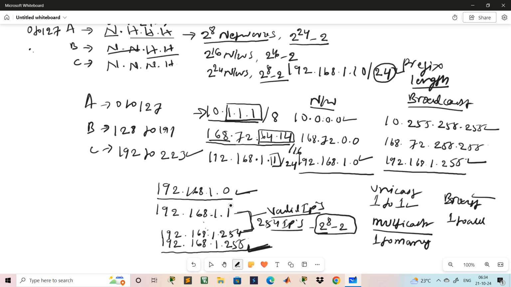There are 3 types of casting in a network: unicast, multicast and broadcast. So this is all about the IP address.